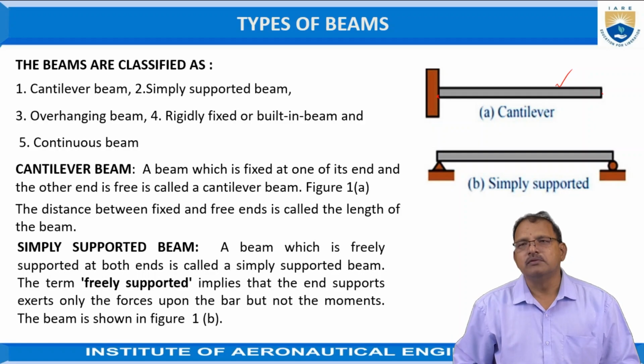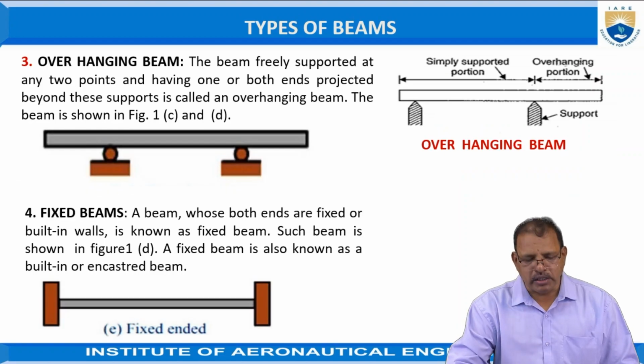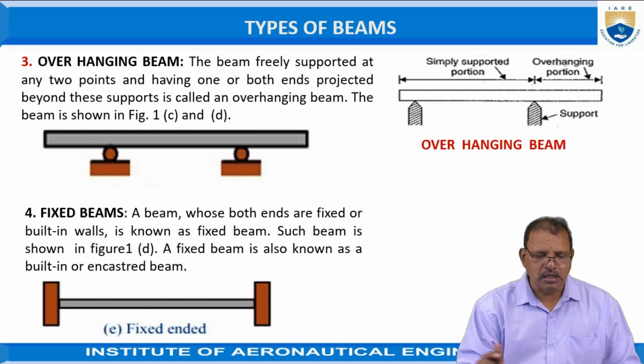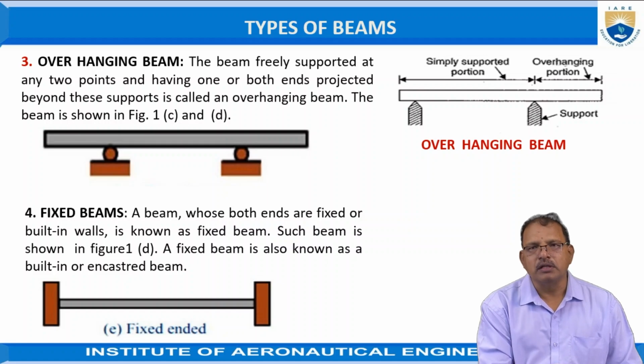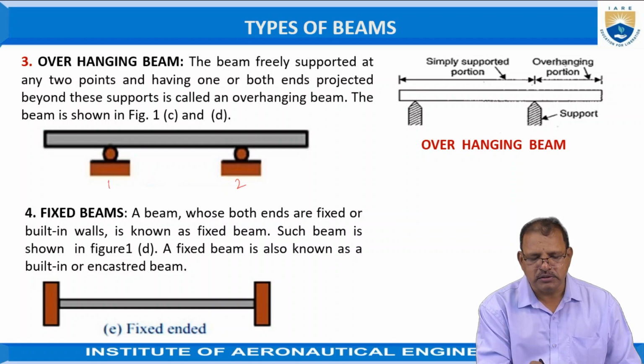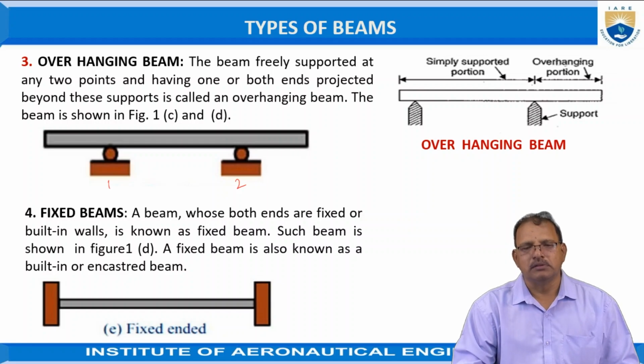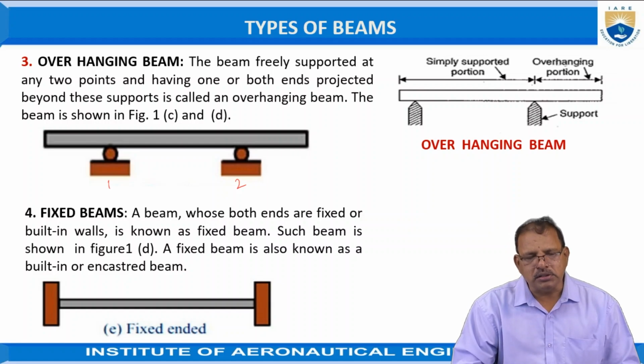The third one is the overhanging beam. The beam freely supported at any 2 points and having one or both ends projected beyond the supports is called an overhanging beam. The beams shown in figures B and C are overhanging beams. Here, support 1 is given, and the second support 2 is there. The beam is projected just beyond these supports.